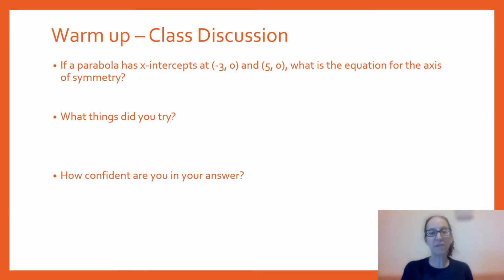So go ahead, pause the video right now and take about 5 to 10 minutes on your own to try to figure out where the axis of symmetry would be if a parabola has x-intercepts at (-3, 0) and (5, 0).